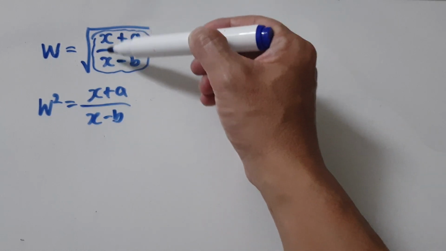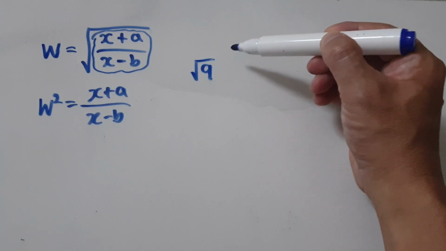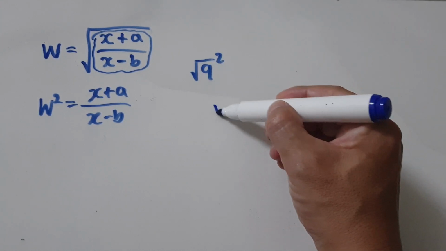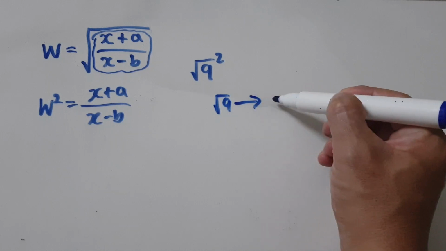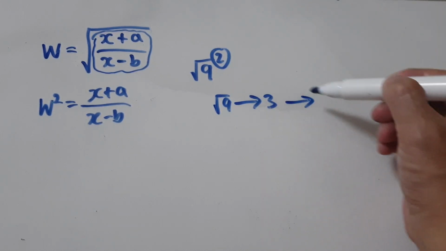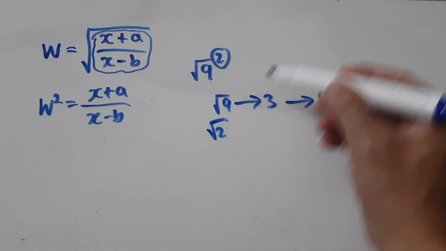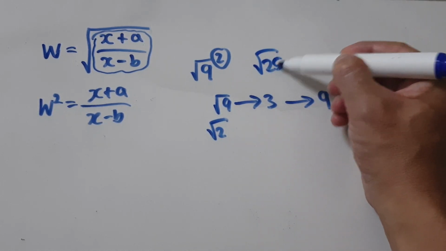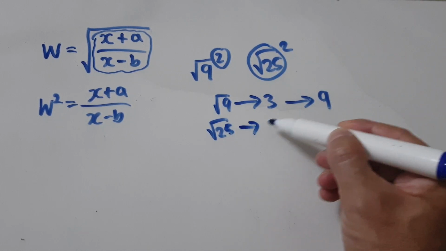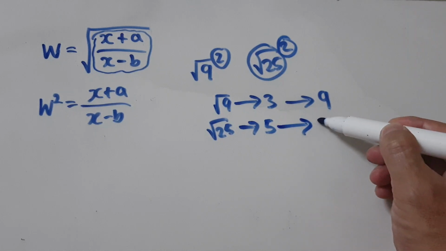When you square this, it would just be the bubble because, for example, let's look at the square root of 9. When you square this, what that means is, what is the square root of 9? It is 3. And then square the 3, it would be 3 times 3, which would be 9. So if you look at the square root of 25 squared, let's do this first. The square root of 25 would be 5, and then square it, it would then become 25.